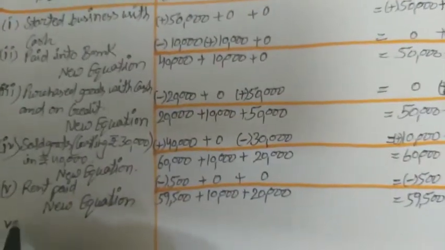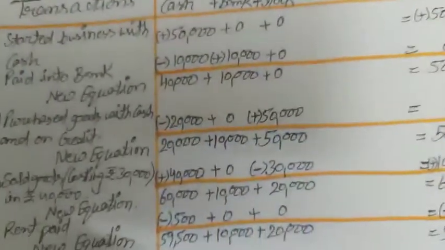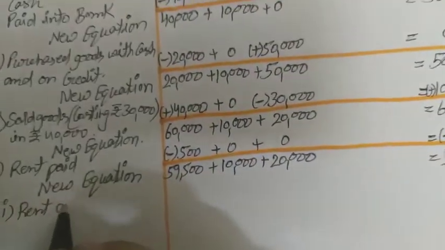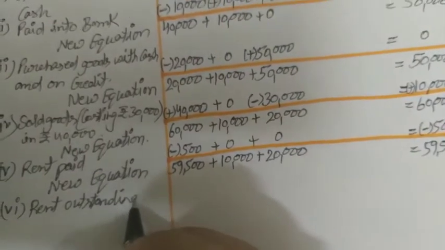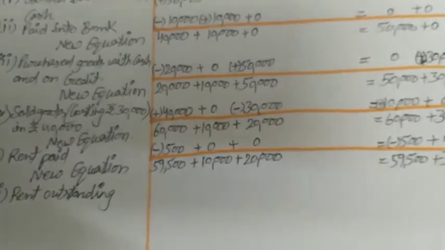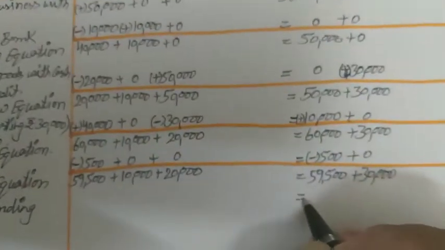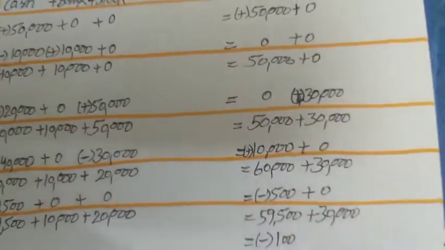Next, sixth transaction: rent outstanding rupees 100. Rent outstanding, we have to pay rent, so it is an expense, and if it is an expense it will be subtracted from the capital. The minus amount is 100 rupees, so 100 rupees we will subtract from capital.